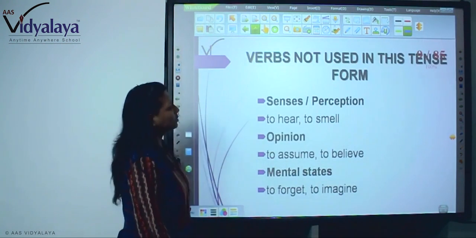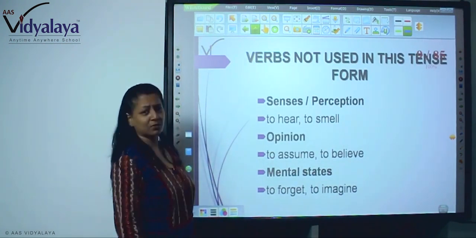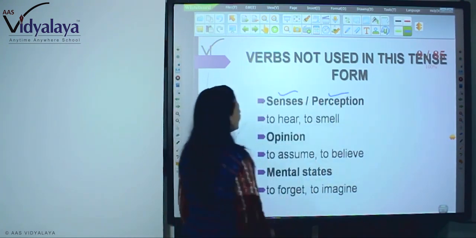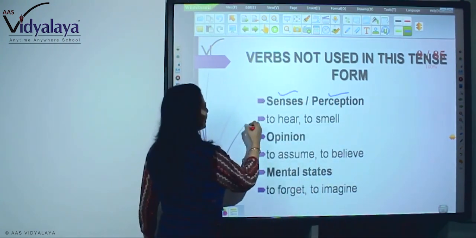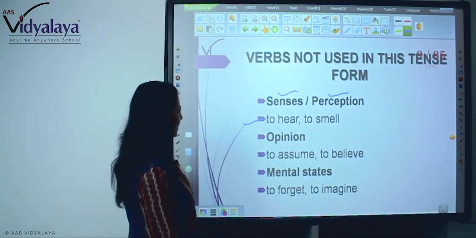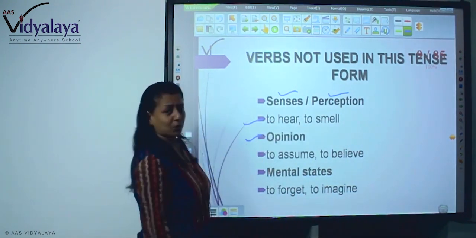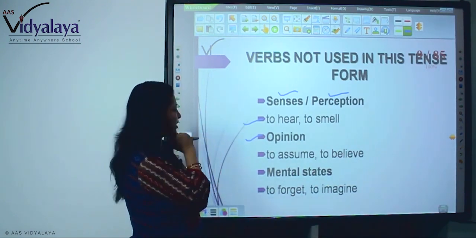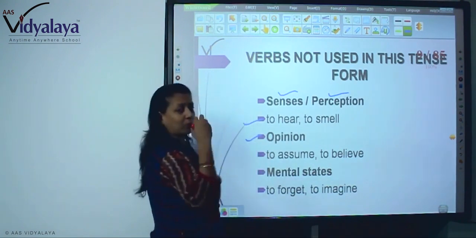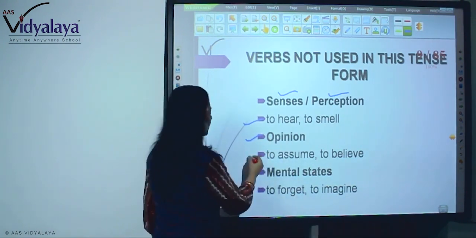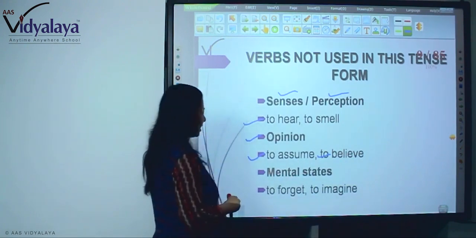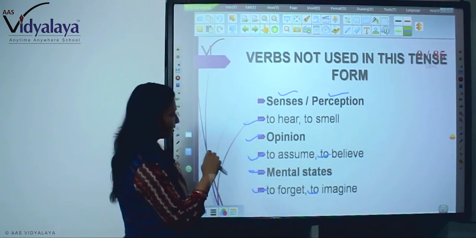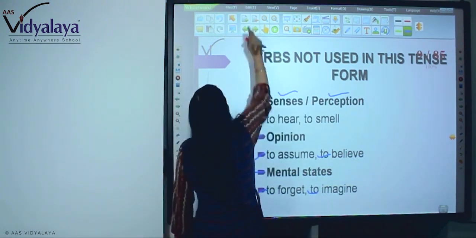Now, verbs not used in this tense form. What are the verbs that are not used in this tense? Now, when we are talking about senses and perception, it will always be infinitive, to hear, to smell. When we present our opinion, to assume, to believe. Now mental states, to forget, to imagine. Always you will have to write the infinitives.